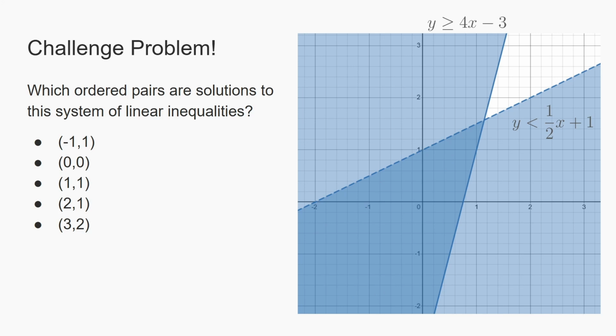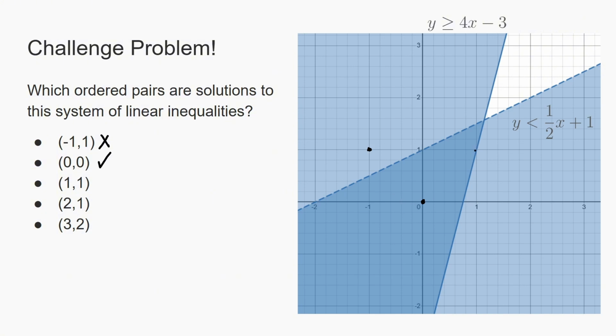So let's check it. -1, comma 1. As you can see, it's only here in the lighter region, which means it's only a solution to y is greater than or equal to 4x minus 3, but not both. So not this one. 0, comma 0. 0, comma 0 is in both because it's in this dark region right here. That one's correct. What about 1, comma 1?